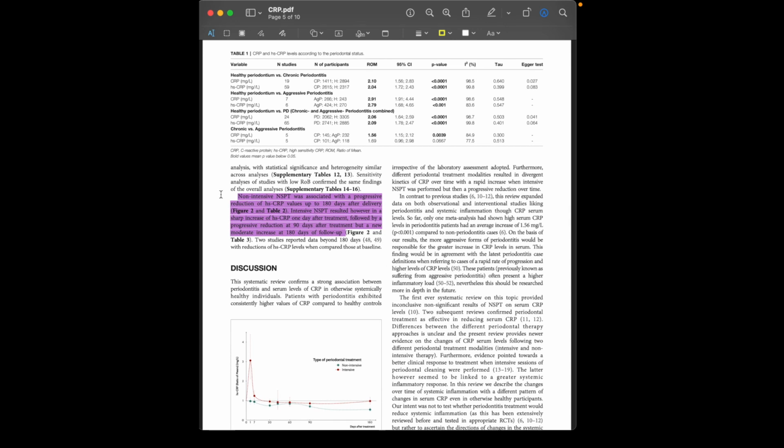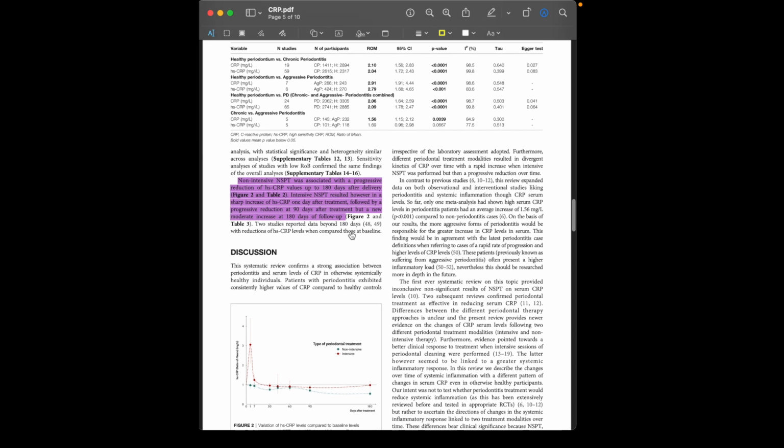And the last claim they had was non-intensive periodontal therapy was associated with a progressive reduction of high sensitivity CRP values up to 180 days after delivery. And then intensive periodontal therapy resulted, however, in a sharp increase of CRP. Then it would taper down after up to 180 days.